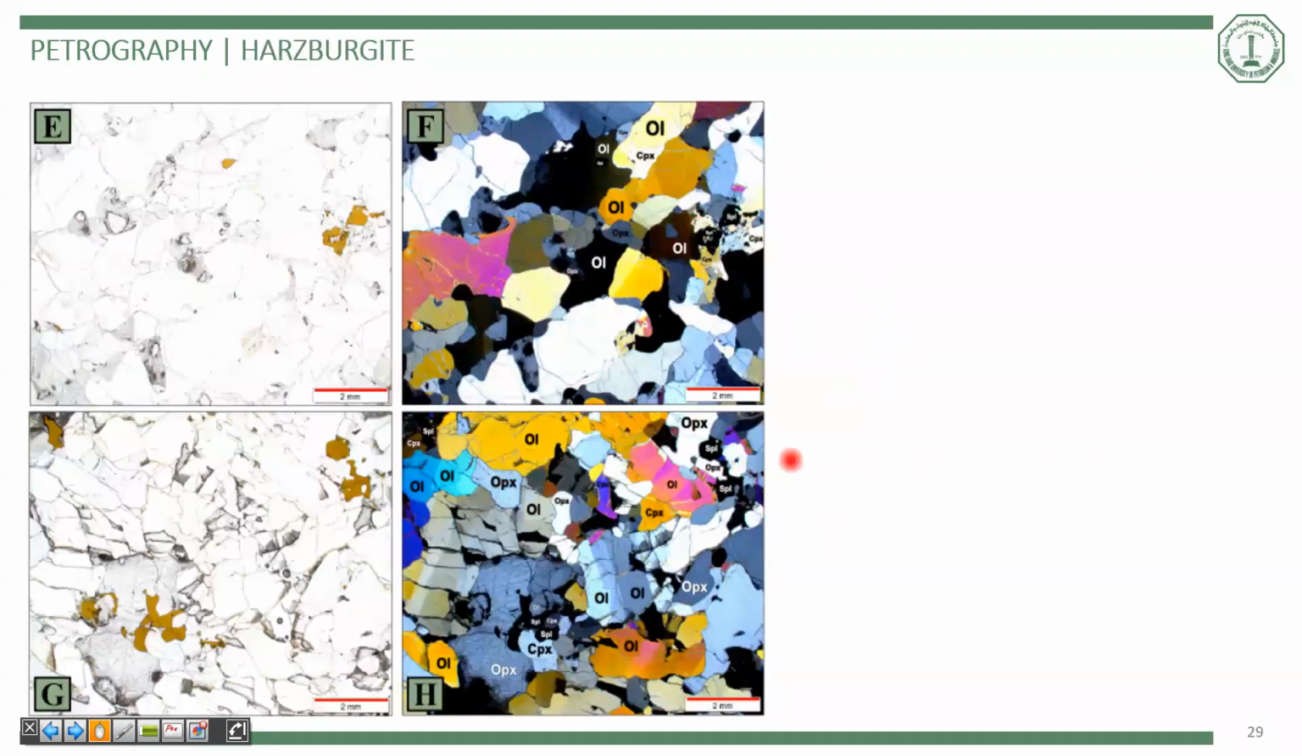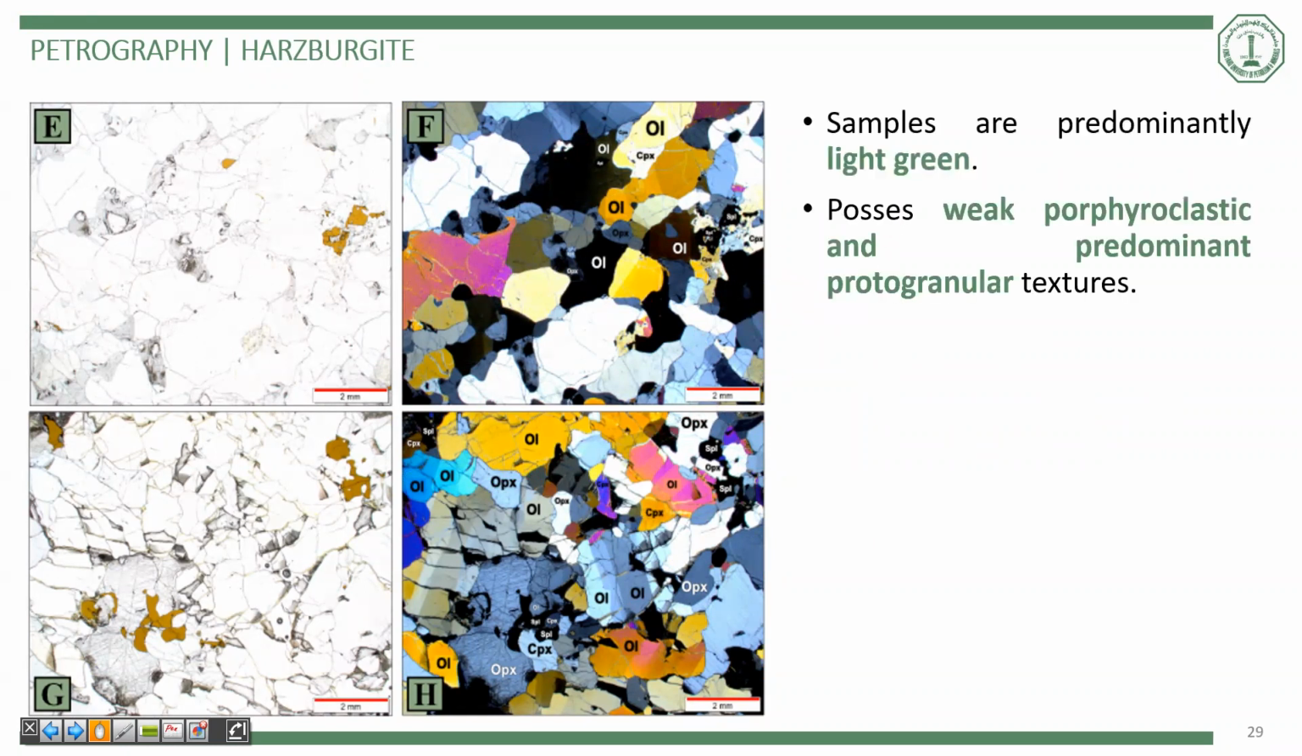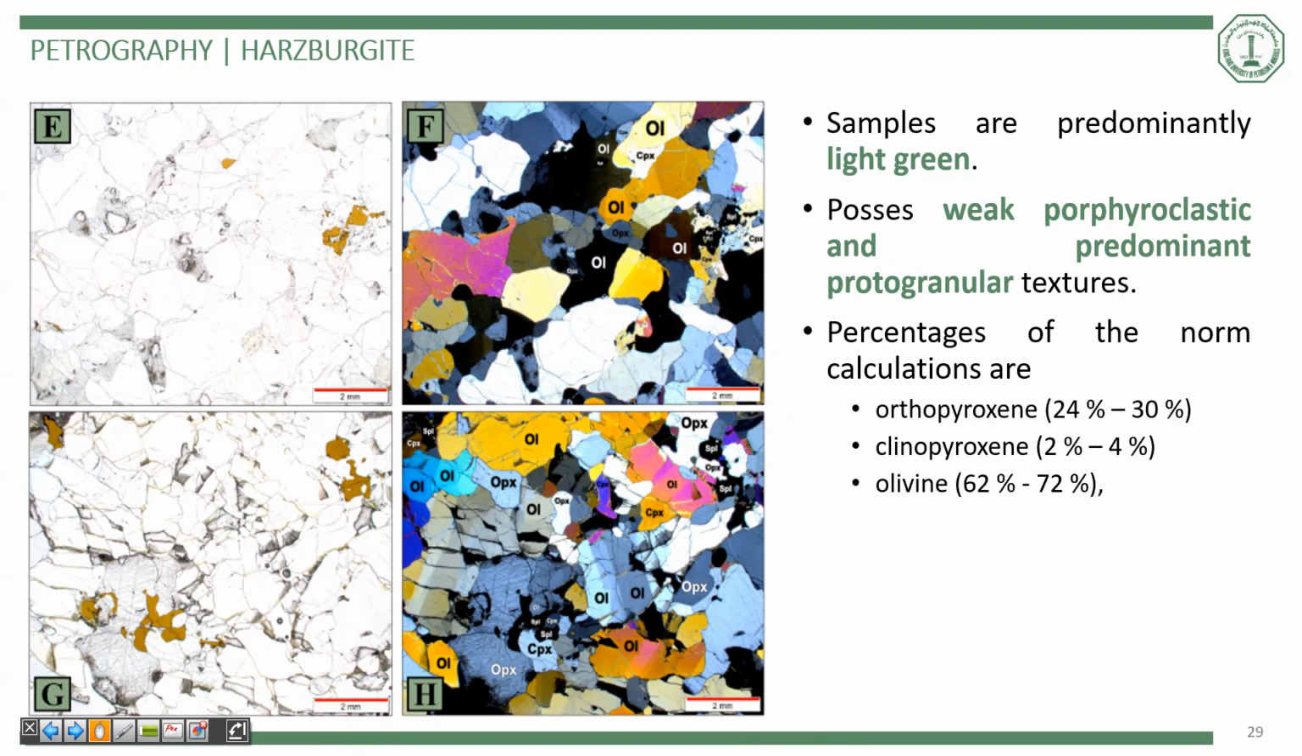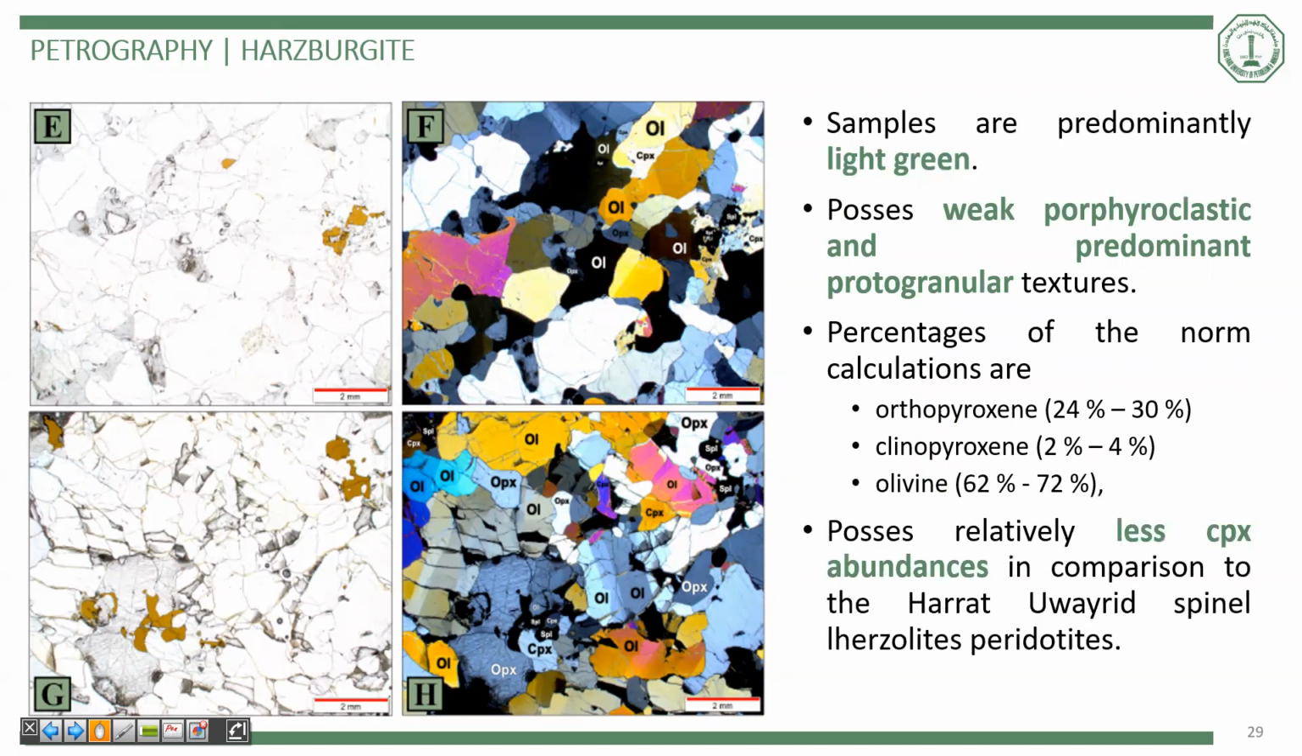And these are next the harzburgites, which are representative images of the thin section of the harzburgites. Samples are light green, and they represent the dominant mineral within the harzburgite. They possess weak porphyroclastic and predominant protogranular textures. Percentages from norm calculations of the minerals that are present, olivine, clinopyroxene, and orthopyroxene with minor spinels, are in this range. And finally, the harzburgite possesses relatively less clinopyroxene in comparison to the lherzolites.